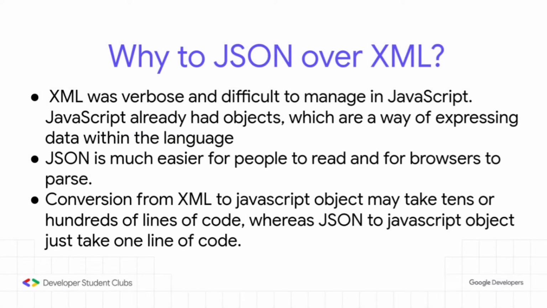There is an alternative to JSON, which is XML, but why use JSON over XML? XML was verbose and difficult to manage in JavaScript. JavaScript already had objects, which are a way of expressing data within the language, so it was much easier. JSON is much easier for people to read and for browsers to parse. Conversions from XML to JavaScript objects may take tens or hundreds of lines of code, whereas JSON to JavaScript objects takes just one line of code.